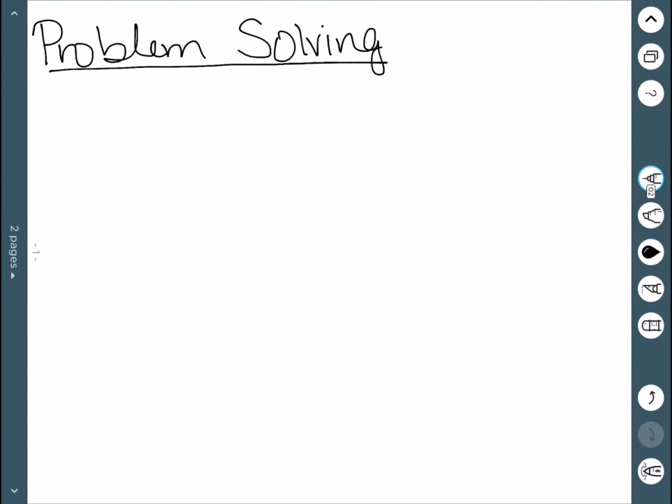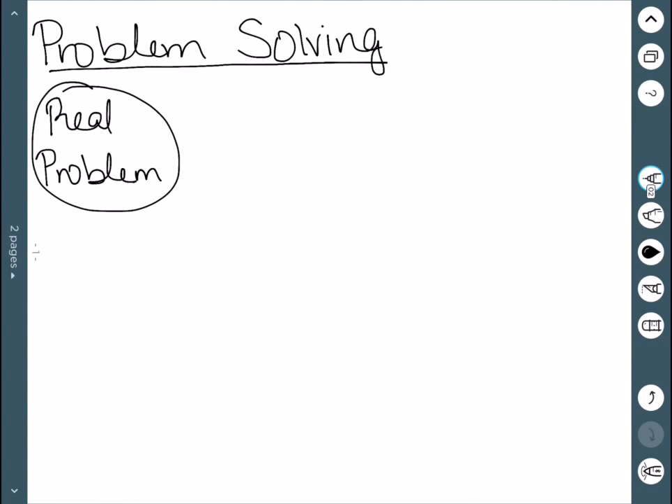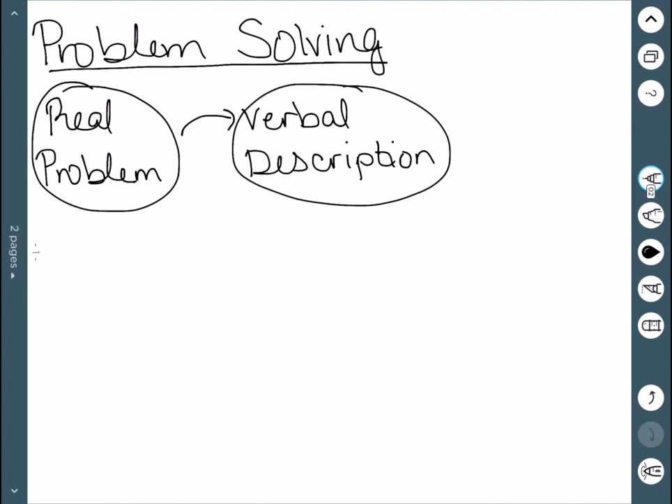We'll look at problem solving, how to do some word problems, and we'll look at 4 particular types of word problems. And we'll start with the idea of solving word problems. We start with a real-life problem that we need to deal with. From that, we get a verbal description of the problem.